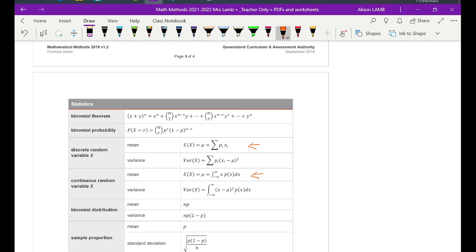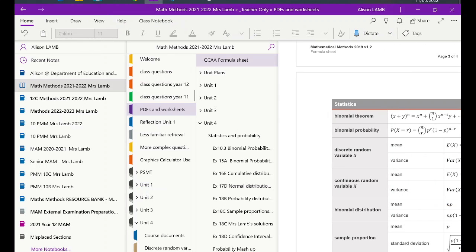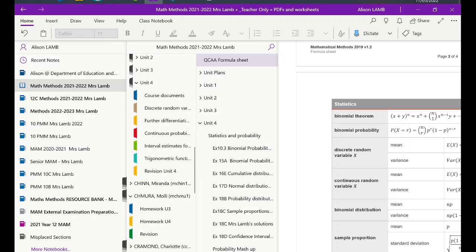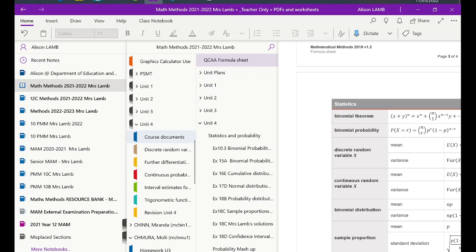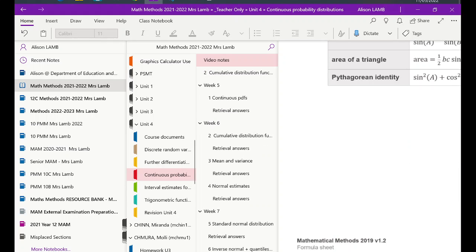They also have a formula here for our variance, but I often find that this formula is quite nasty to apply. So we're going to look at the formula that we used in grade 11 and apply that. We'll have a look at that in a moment. I'll just see if I can change this back to where we need to be. No, that's not the right place. So I'm going back to our coursework, continuous probability. There we go. Back to our video notes.